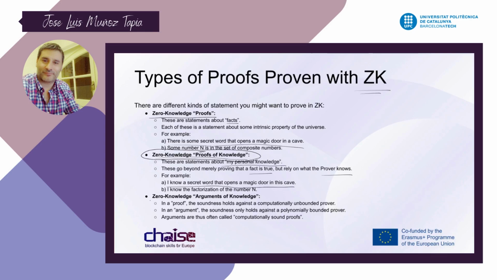And then there is a more specific definition, which is arguments of knowledge. It means that it is a proof of knowledge again, but the soundness, that you cannot cheat, holds because the prover is computationally bounded. I mean, it doesn't have infinitely many resources. In this particular case, we call it argument of knowledge. And in fact, for blockchain, these are the most used ones.